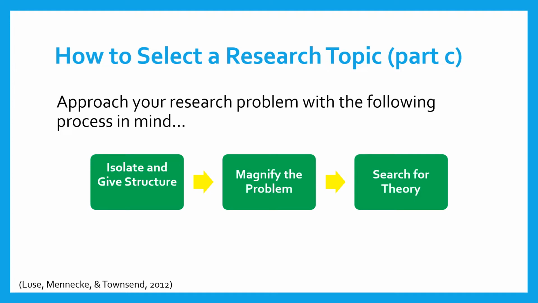Approaching your research problem involves the following three actions: isolate and give structure, magnify the problem, search for theory. When you have identified a research problem, make sure you spend time drilling down into what is causing the problem. You do not want to focus on the problem symptoms. Instead, focus on what is actually causing the problem to occur. Use this technique to approach your problem so that you can isolate, structure, and magnify the research problem you want to write about. The final step in approaching your research problem is to apply one or more relevant theories.